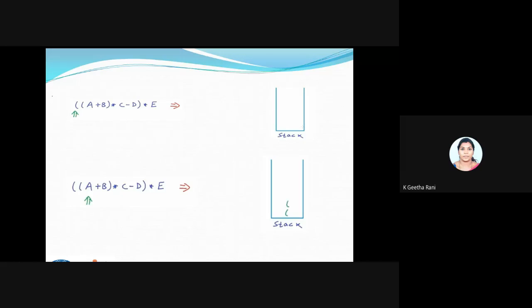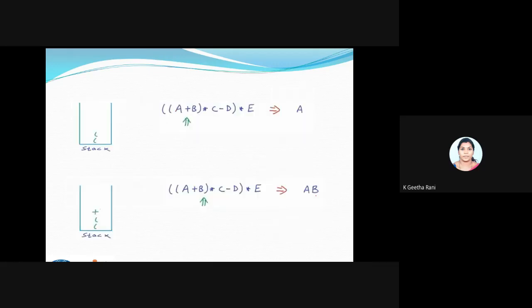I'm having an opening bracket, I'm putting this bracket inside the stack. Again the second one is also a bracket, I'm putting this bracket inside this stack. Next comes the operand. If there is an operand, I'll store it in a result. That is A. Just put this operand in a different result variable. Then again I'm having a plus.